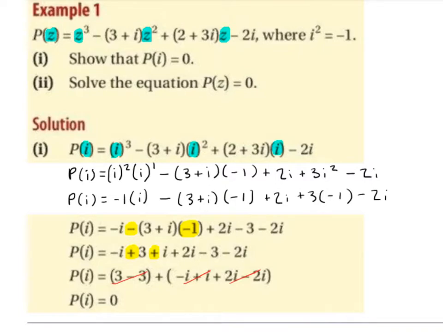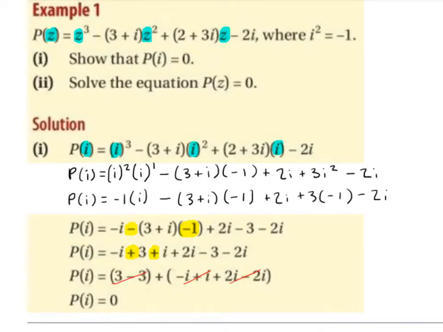And now we expand. So i to the power 3 can be broken down as i² times i to the power 1, because 2 plus 1 is 3. i² we know is −1. Make sure there's brackets around it. And 3i times i is 3i², and 2 times i is 2i, and then we just have our −2i. So i² is −1, and −1 times i is −i.